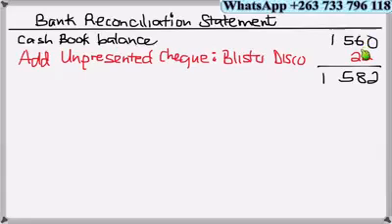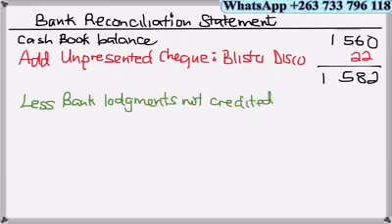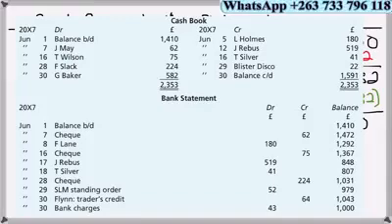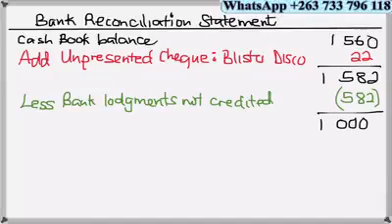If we add this to 1,560, it's 1,582. Then less bank lodgements not yet credited, which was 582. So we are going to subtract this, and we are left with 1,000. You can see that the bank statement balance and the cash book balance are now equal. So this is the balance per cash book and the balance per bank statement.